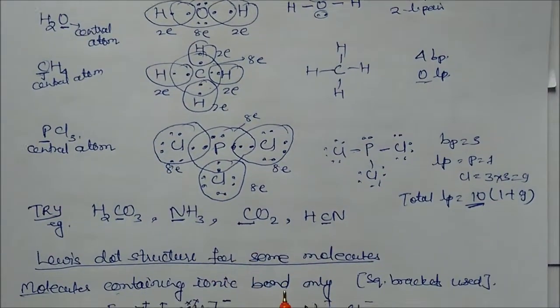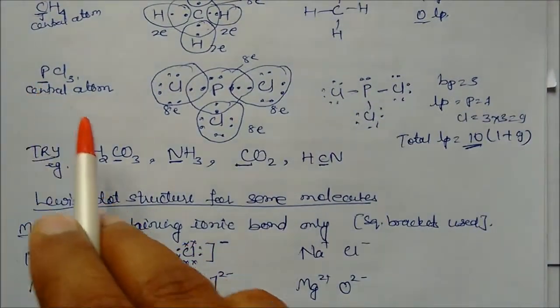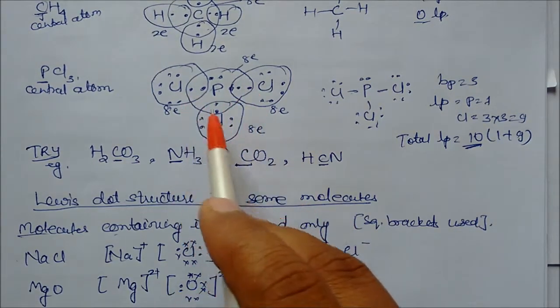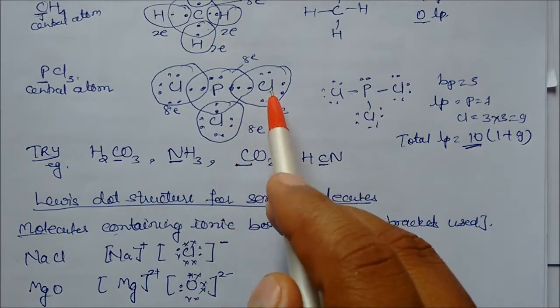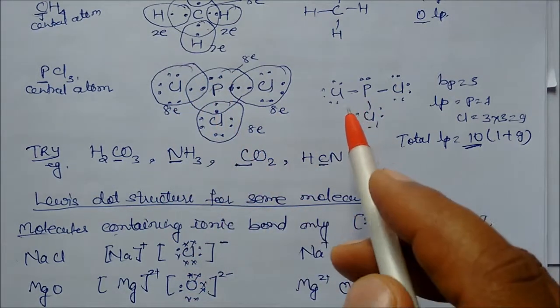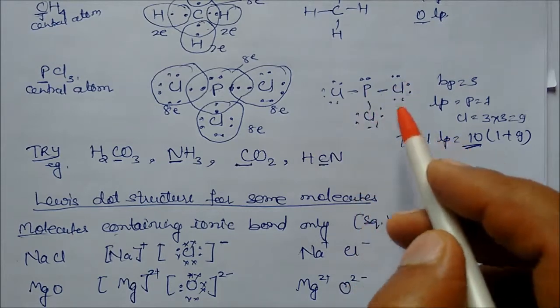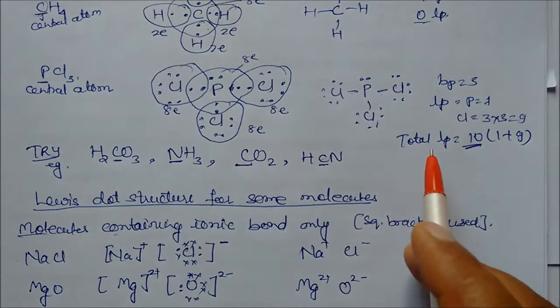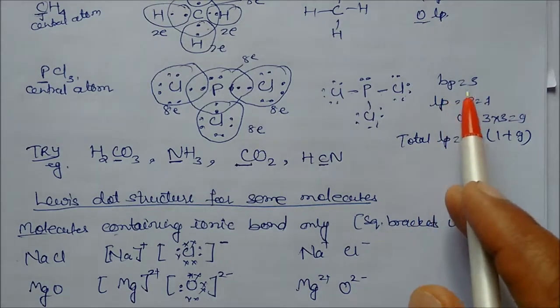In PCl3 we can see phosphorus is the central atom. Phosphorus has 5 electrons, so 1, 2, 3 are given to each chlorine, so each chlorine gets 8 electrons, and 1 lone pair remains. As we can see in the diagram, there are 3 bond pairs, and the lone pairs are 3 for each chlorine, 3 into 3, 9 plus 1, 10. So they have 10 lone pairs and 3 bond pairs.